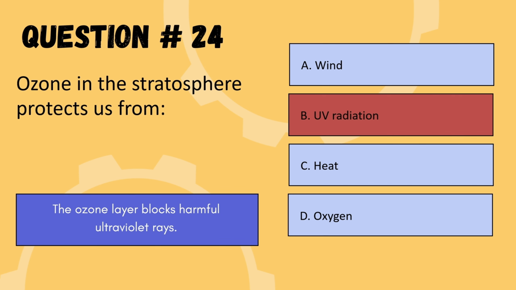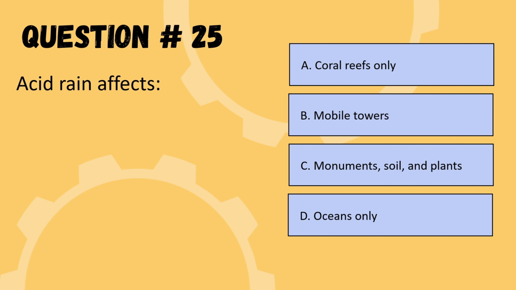So we are moving to the next question. Next question is, acid rain affects. Options are coral reefs only, mobile towers, monuments, soil and plants, or oceans only. So the correct option is monuments, soil and plants.